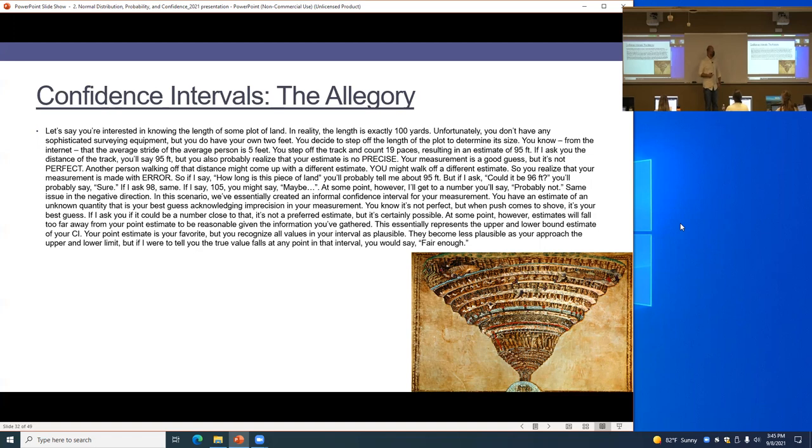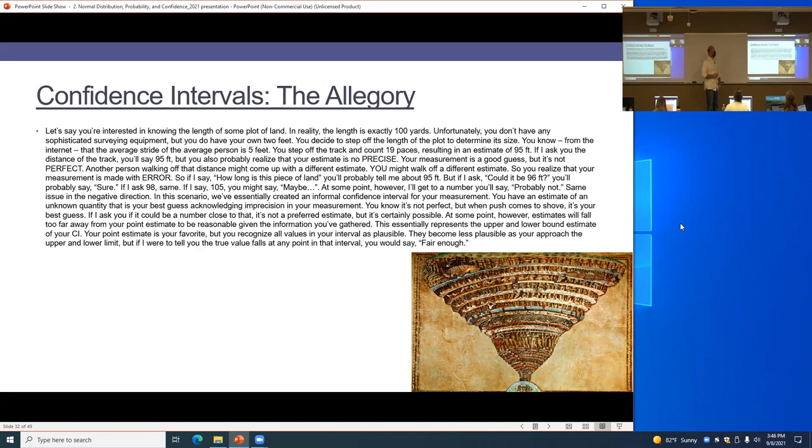So you find on the internet that the average stride of an average person is about 5 feet. You count off 19 paces, and say, okay, 19 times five, so my piece of property is about 95 feet, okay? So, Sam, let's say you're doing this, and I ask, Sam, how long is your piece of property? And you say, oh, I stepped it off. It's about 95 feet, okay?